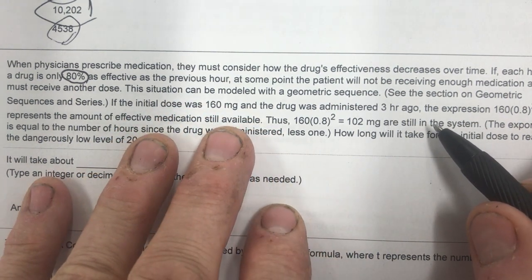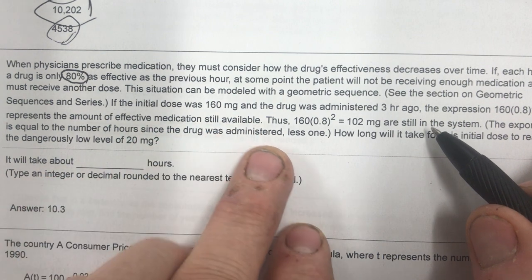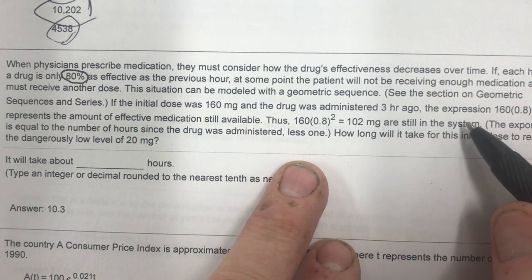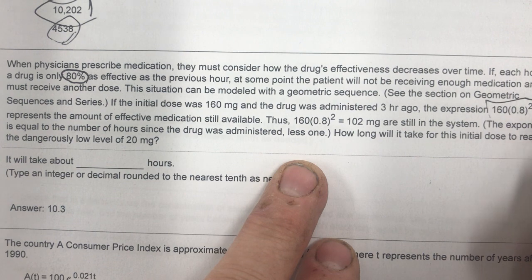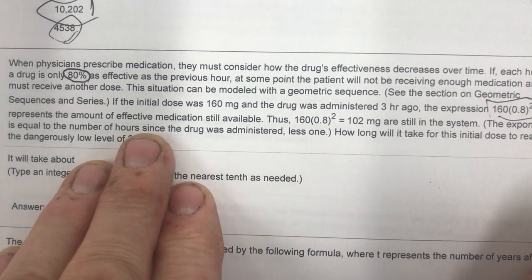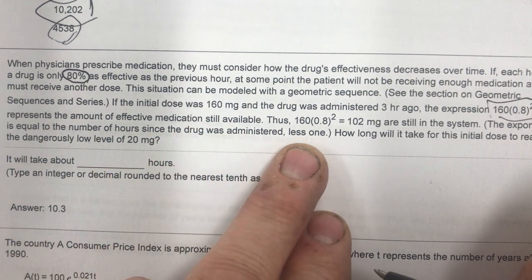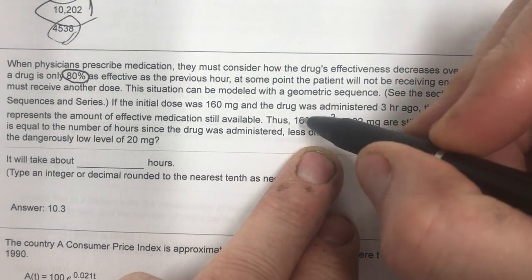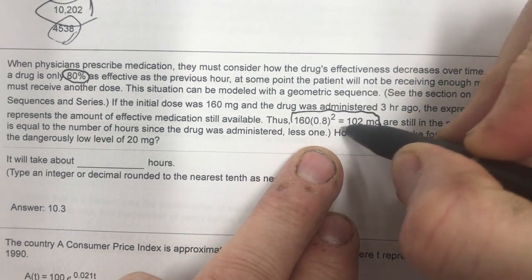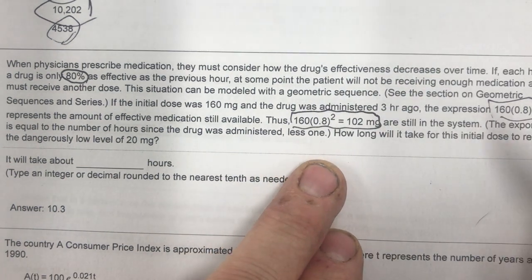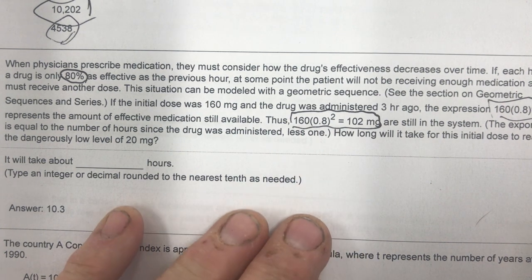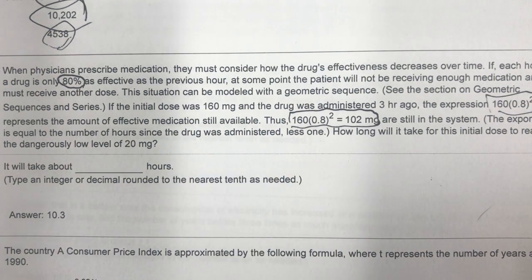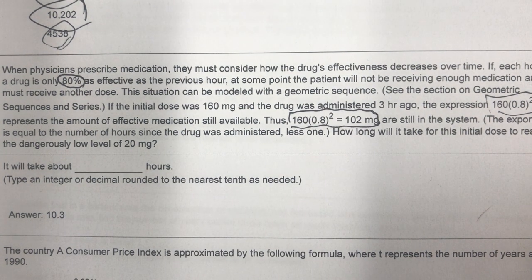Okay, if the initial dose was 160 milligrams and the drug was administered 3 hours ago, the expression right here represents the amount of effective medication still available. Thus, this right here, that many are still in the system. The exponent is equal to the number of hours since the drug was administered, less 1. How long will it take for the initial dose to reach the dangerously low level of 20 milligrams?